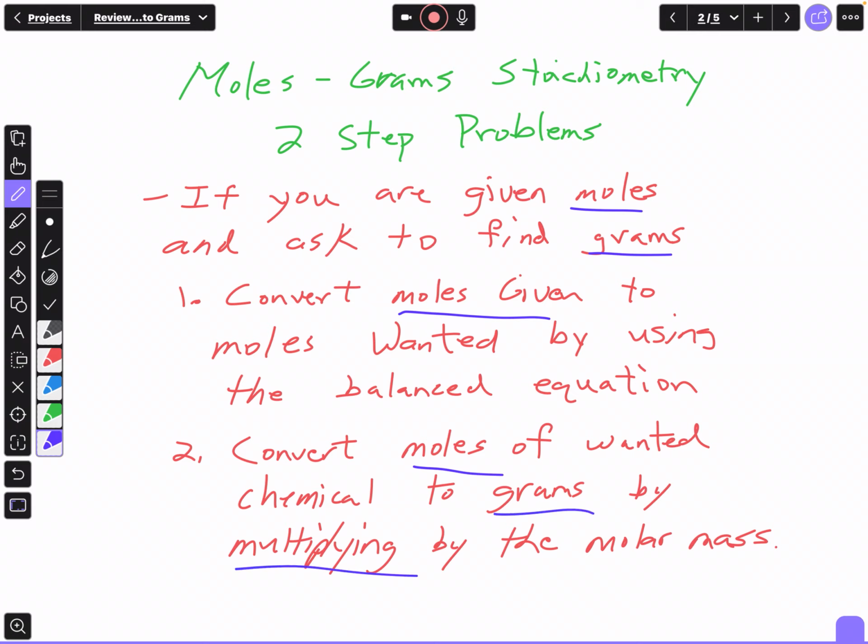Do not use the coefficients in the balanced equation for that. You only use the molar mass of the substance. Those coefficients in the balanced equation are only used when you're going from moles of one substance to moles of another substance, not when you are converting moles to grams or grams to moles.